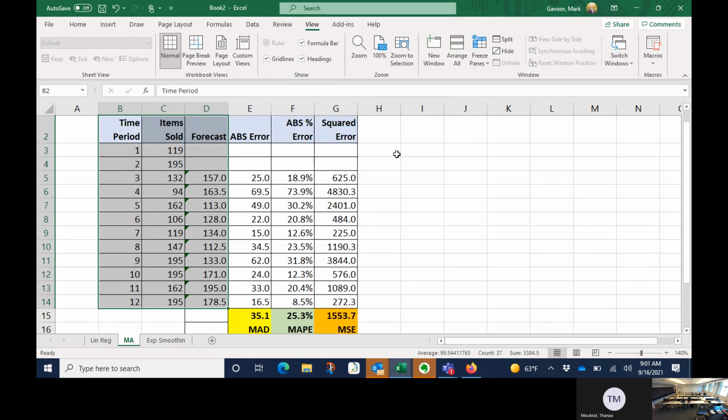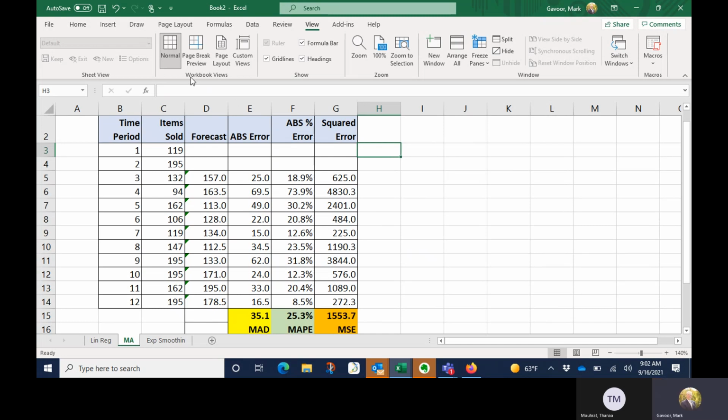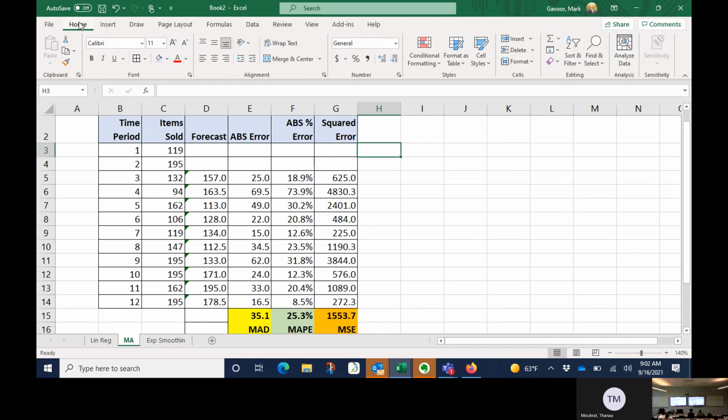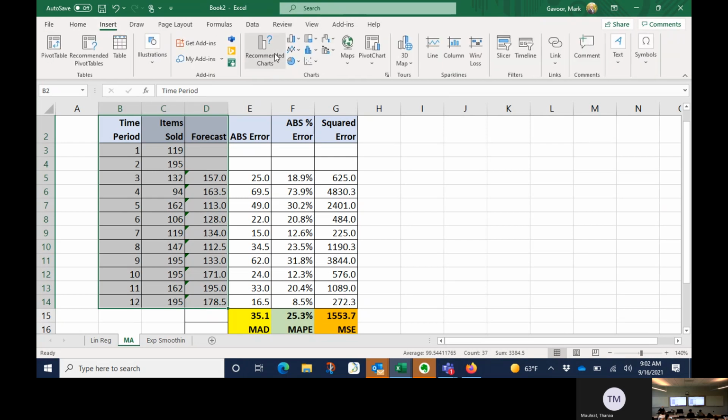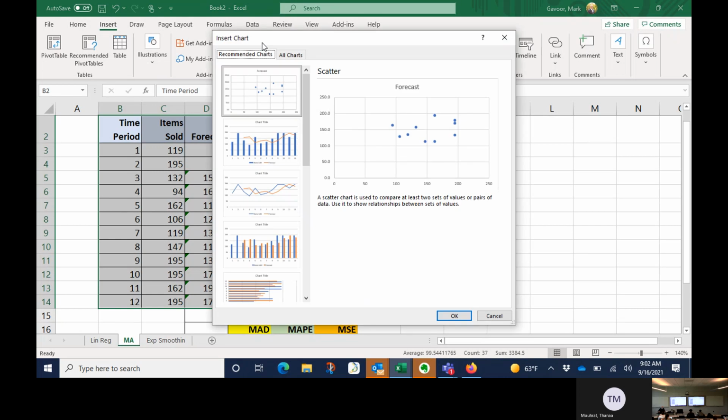I think I want to insert. Why does this look funny? Let me escape here. Why does it look funny? Oh, because I'm not home. There's insert. Okay. I copy the time period, items sold, and forecast. And what do I want to do? I want to say insert. And let's try the recommended charts, just see what it gives me.